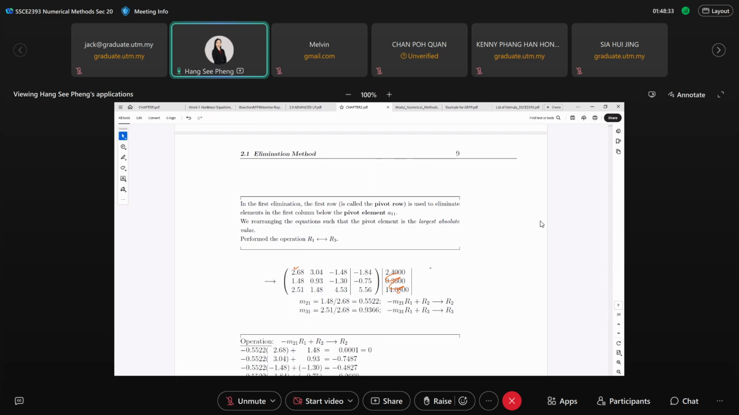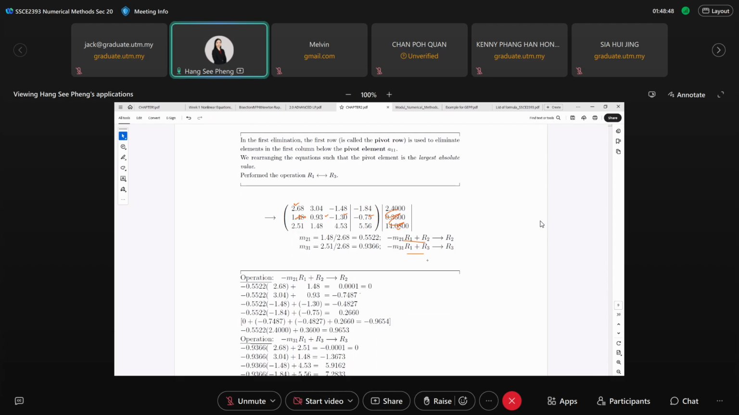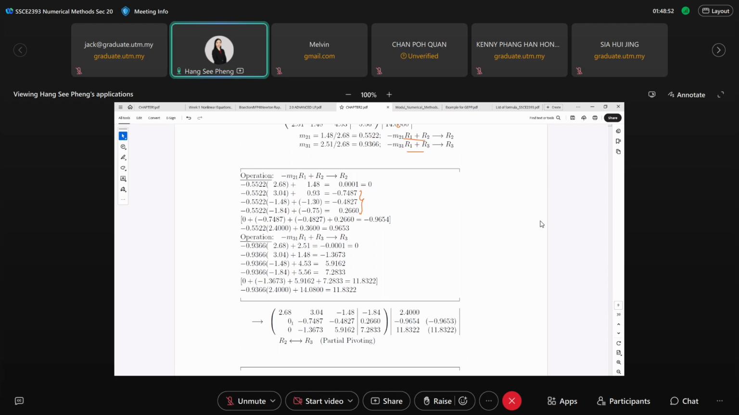Same procedure: we calculate M21, calculate M31. Then we have these operations and reduce this to be 0. This one is updated, updated, updated. You get all the values here, and we put them into the new row. This is the new row 2.